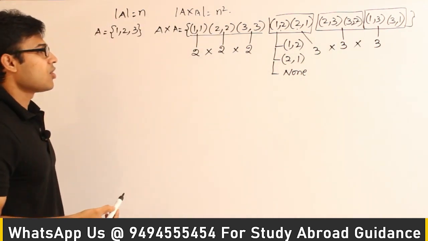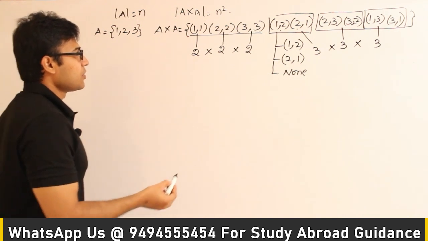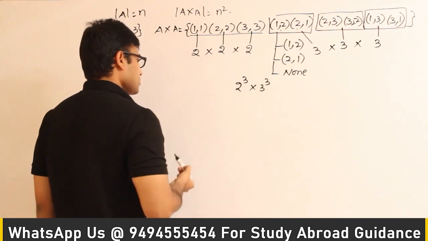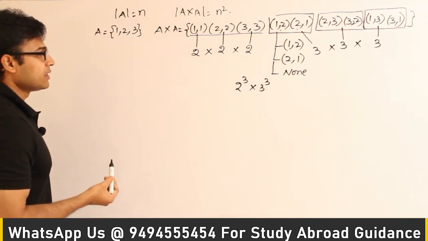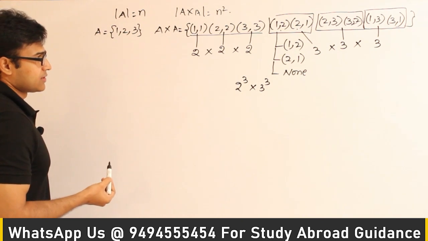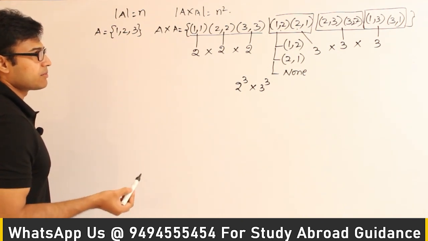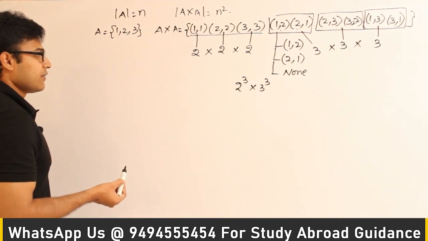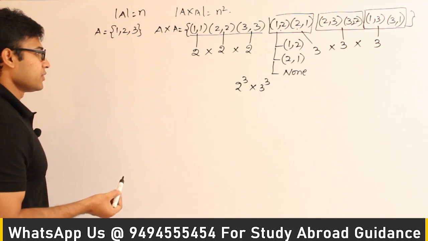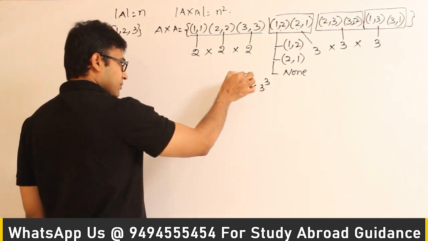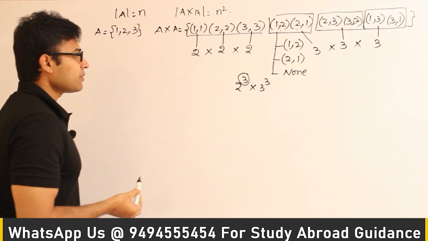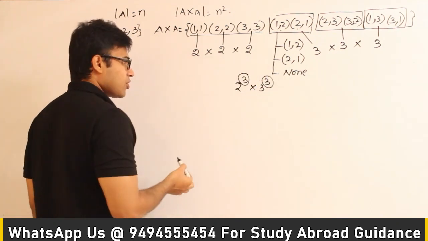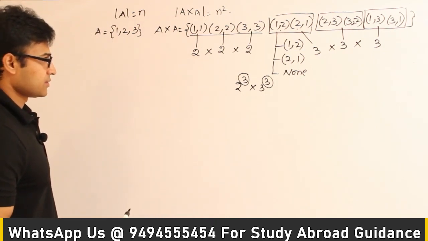Got it? So how did we get it? Now what is the answer? 2 power 3 into 3 power 3. So how did we get this? All the diagonal elements are going to give us two cases, and the remaining non-diagonal elements, when I pair them up, each pair is going to give us three cases. Got it? Therefore it is 2 power 3 into 3 power 3. Now what does this 2 power this number represent? Number of diagonal elements. And what does this 3 power this number represent? Number of non-diagonal pairs.